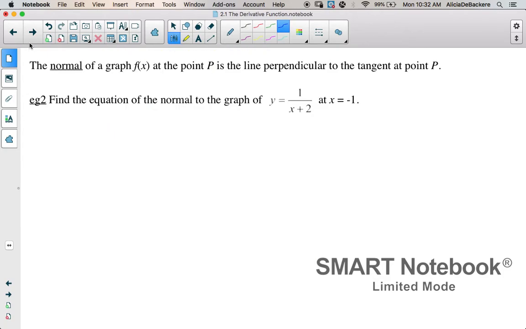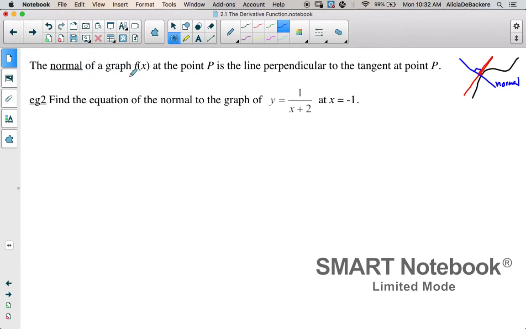All right, on the next page of your note, we're talking about the normal of a graph. The normal of a graph f at x at the point P is the line that's perpendicular to the tangent at the point P. So if I had a function that looks like this, and I ask you to find the normal at this point, you would find the tangent slope, and then the normal is the one that's perpendicular. So it looks like this, right? This would be the normal. It's going to be perpendicular to the curve, basically.